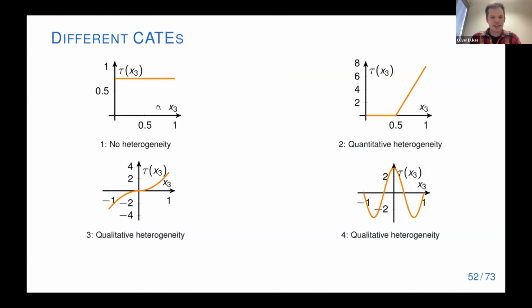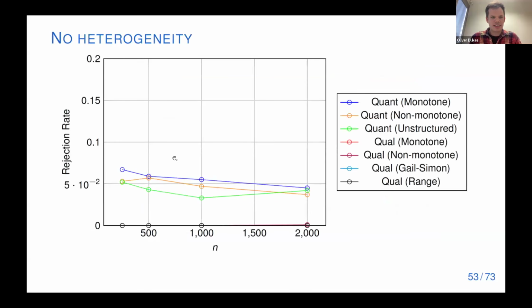Okay, so we considered a setting with no heterogeneity, a setting with quantitative heterogeneity, right? You see that the curve doesn't go below 0. A setting with qualitative heterogeneity, and then a setting with complicated qualitative heterogeneity, so now it's like a sine curve type structure. When there's no heterogeneity, we see that, at least in larger samples, all of the methods we consider basically have correct type 1 error. And in fact, we see conservative behavior for all of the qualitative tests.